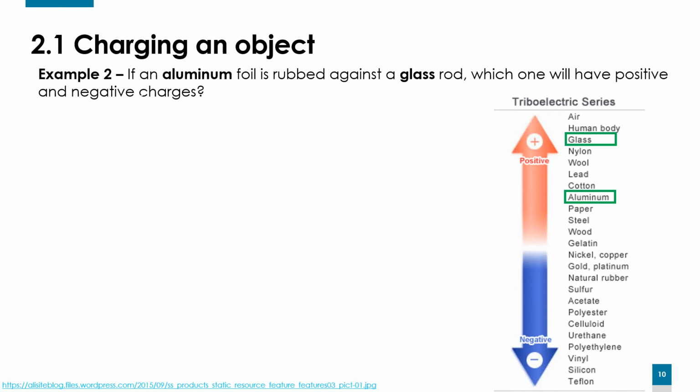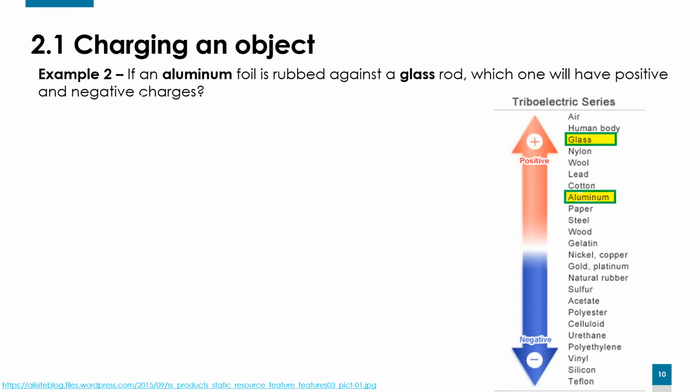Okay, let's do another example just to fix this concept. If an aluminum foil is rubbed against a glass rod, which one will have positive and which one will have negative charge? So here I have two kinds of material. The same aluminum, but now I'm rubbing it against the glass. Okay?